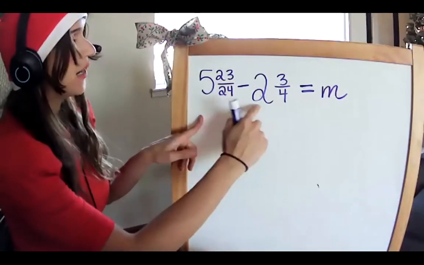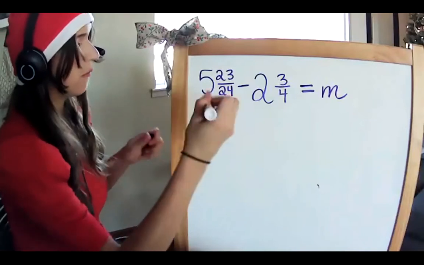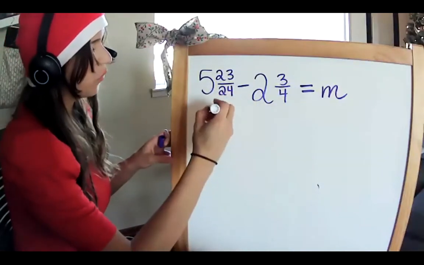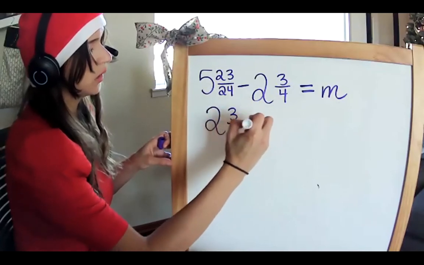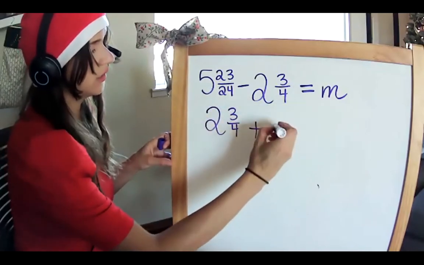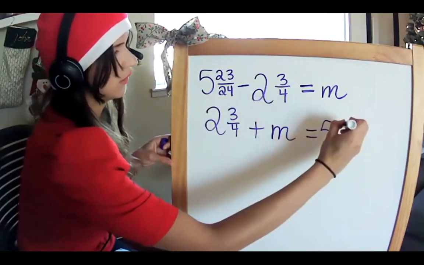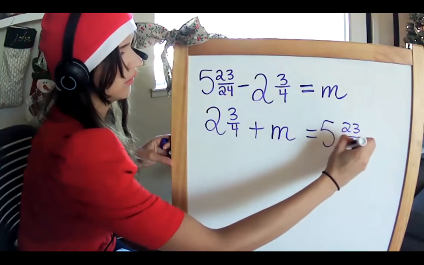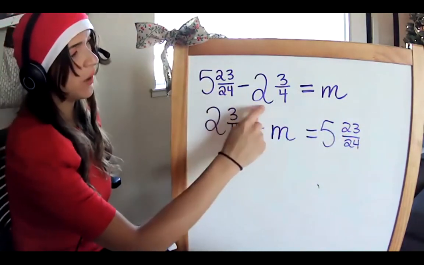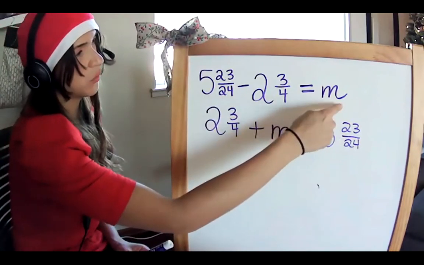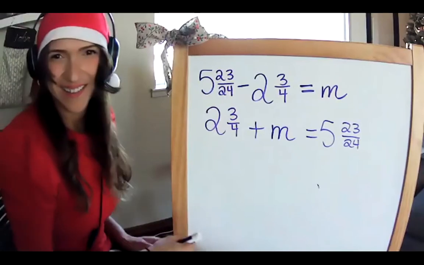So 5 minus 2 equals 3 would be the same as going backwards. 2 and 3/4 plus whatever this is should give us this. Look, 5 take away 2 will give us this, which means whatever this is plus 2 will give us this. It's so obvious now.